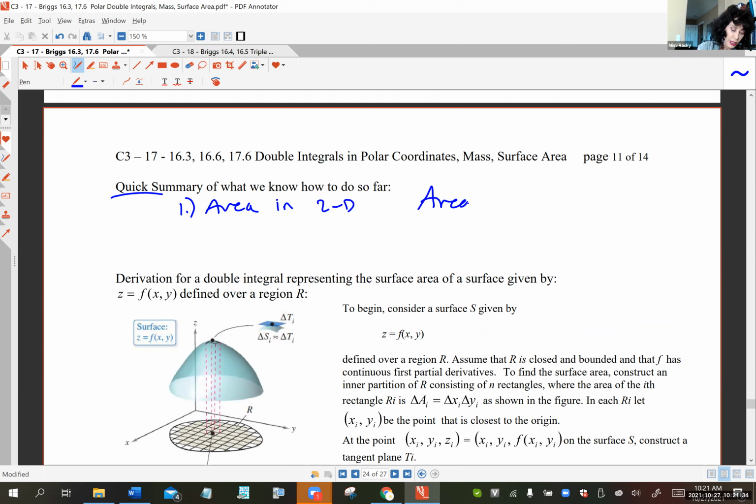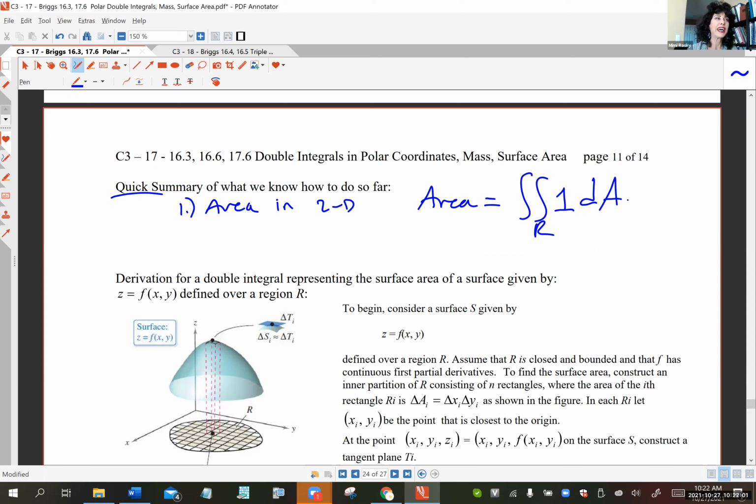So when you're using a double integral for area, you have a double integral over your region that you're trying to find the area of, and then the integrand is a 1. That's how you know it's representing area. And then you have an area element, dA. Now the area element for rectangular is either dy dx or dx dy. And the area element for polar coordinates is r dr d theta.